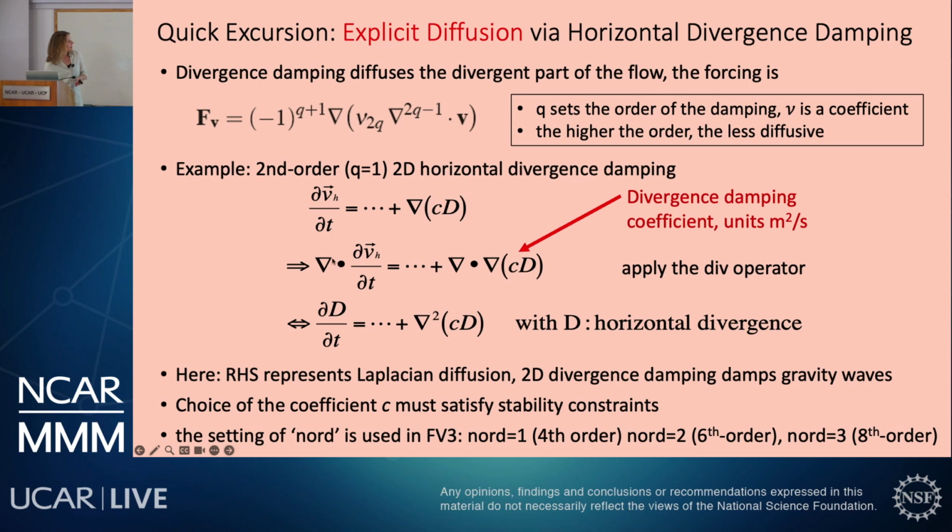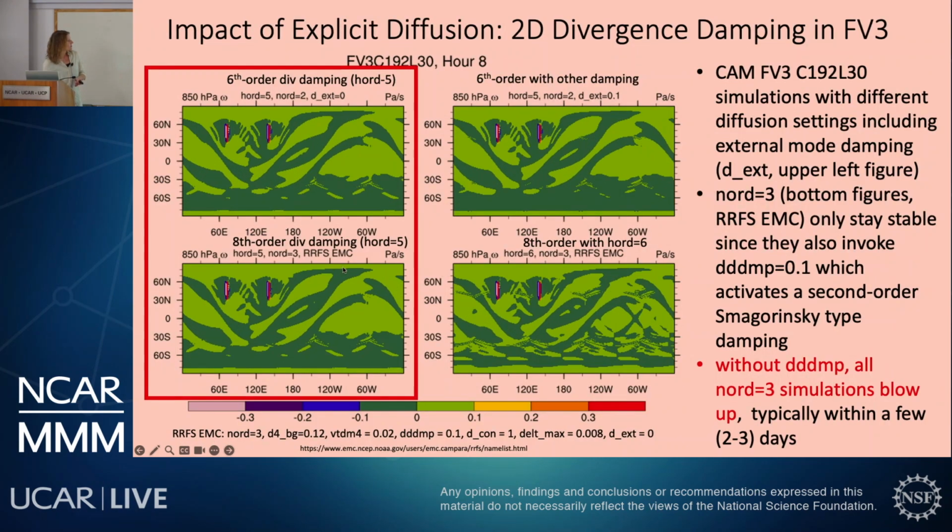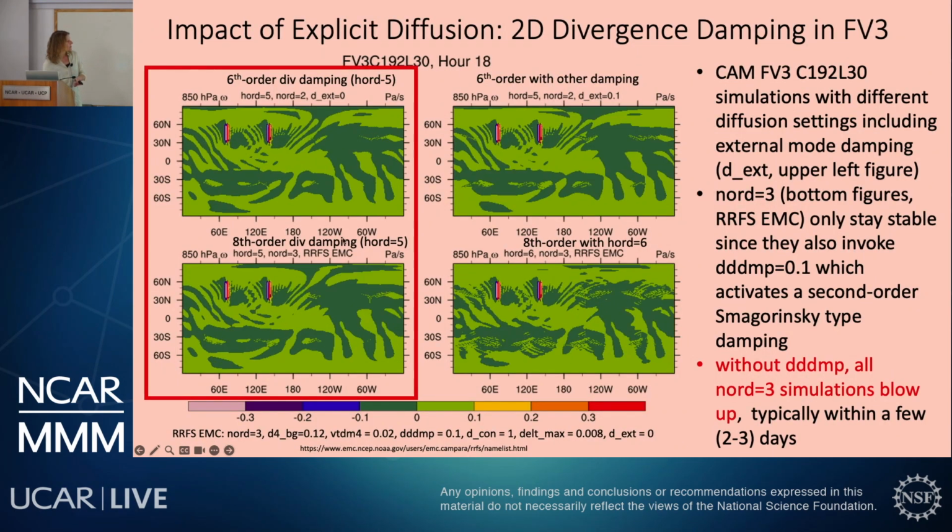Then you apply a divergence operator to that. Here you see the divergence damping, so it's a coefficient times the horizontal divergence. If you do that, you see now we are developing a Laplacian in front of that diffusion, and that's really why we call it divergence damping. So it is Laplacian diffusion of divergence here, second order, but you can do higher order if you want, yeah? As denoted here.